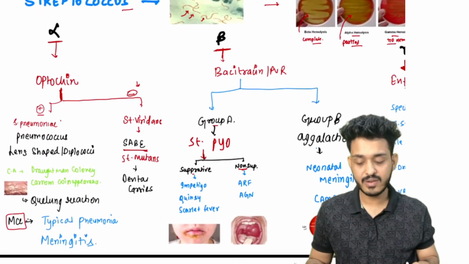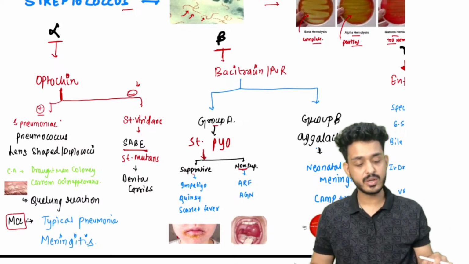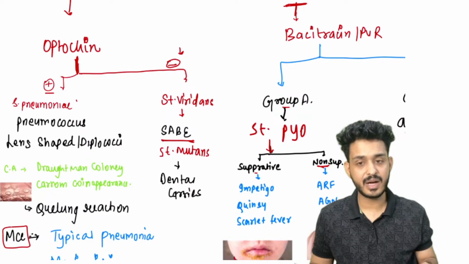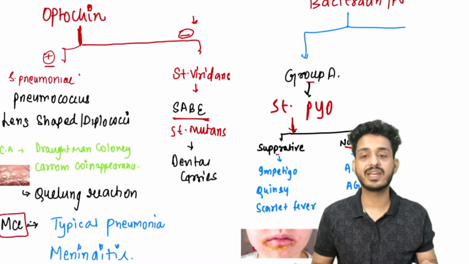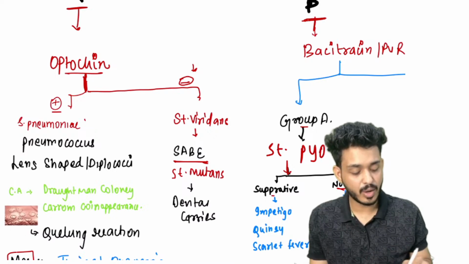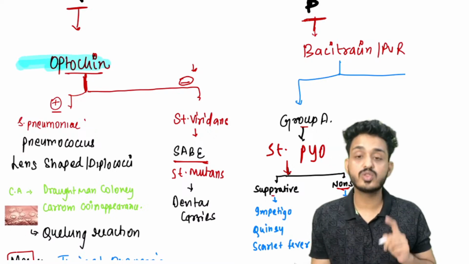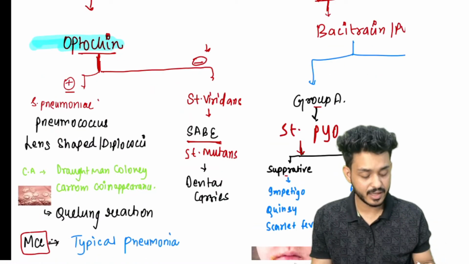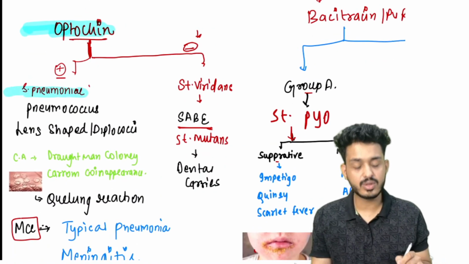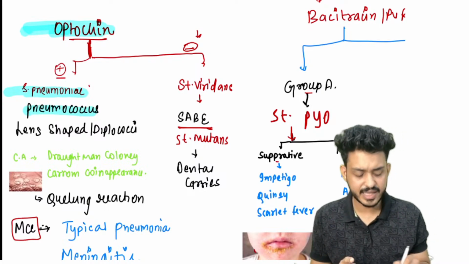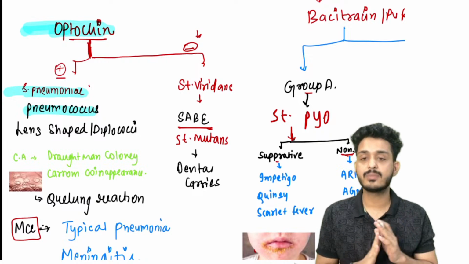Let's see. Alpha will be partial hemolysis. Two things can be happening here. First thing, we are doing a test, that is optochin test. What is optochin? Optochin is an antibiotic. If we are giving optochin and the bacteria is dead, that means it is Streptococcus pneumoniae, also known as pneumococcus, a medically important bacteria. Questions are being asked from this.